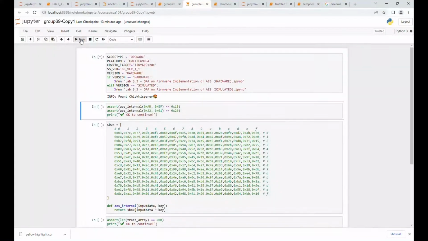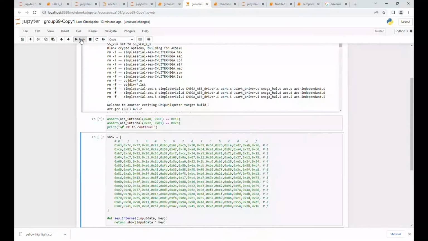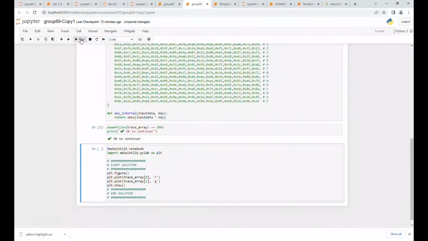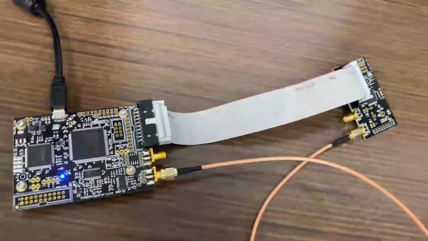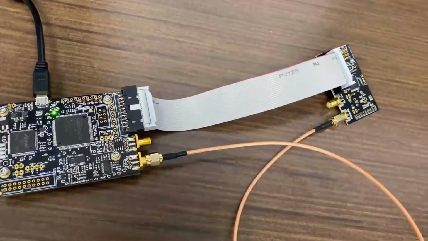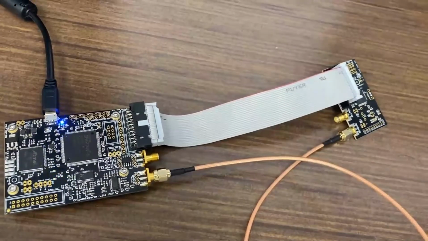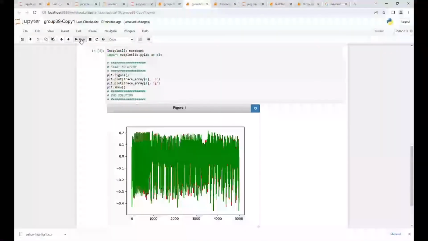This code is written in Python and is running via Jupyter Notebook, which is an interface used for running code. In the next video, you will see that there's a green light that starts blinking on the capture board. This means that the capture board has started capturing the power consumption values and our setup is running fine. Now here in the next video you will see the graph showing the collected power consumption values of the target board over a period of time.